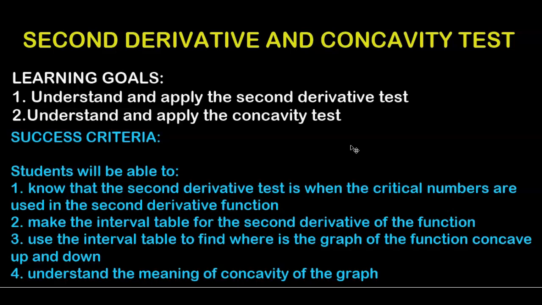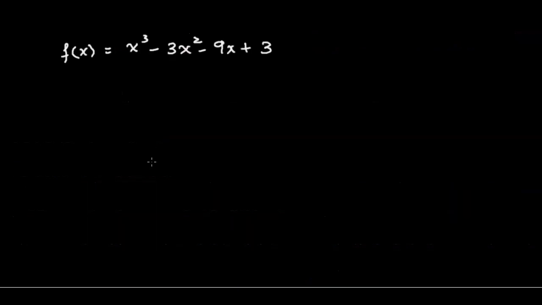Let's understand all this with an example. Let's say we're given a function f(x) equal to x cubed minus 3x squared minus 9x plus 3, and we are asked to perform the second derivative and concavity test on this given function to turn it into a graph. The first step towards doing that is always to find the first derivative. The first derivative of this function would be 3x squared plus 6x minus 9.